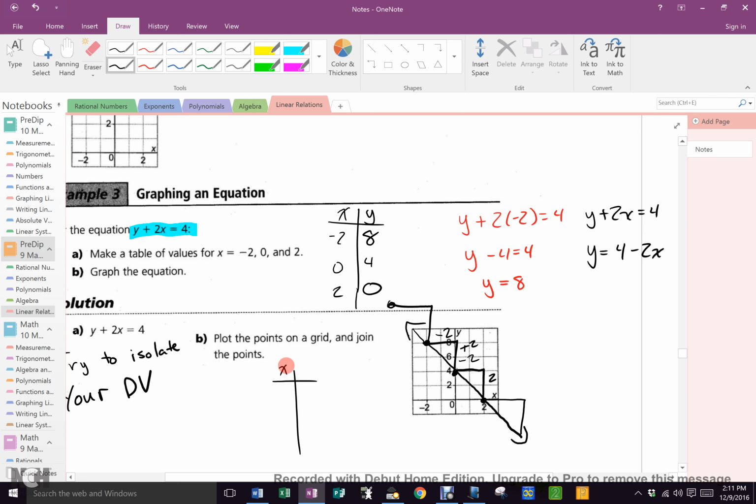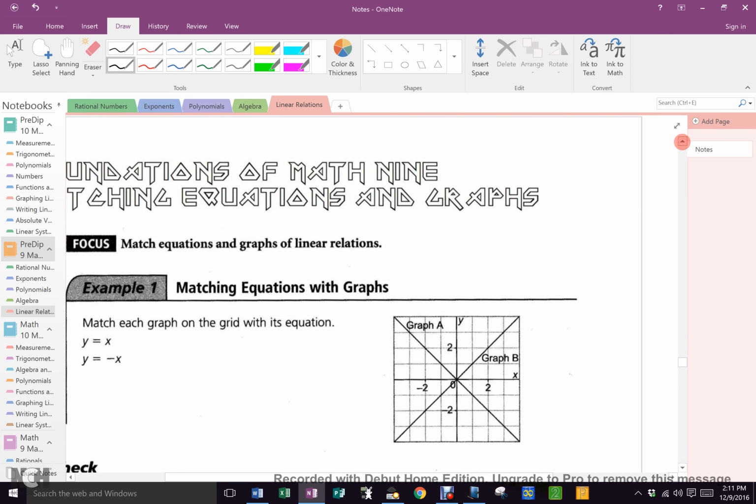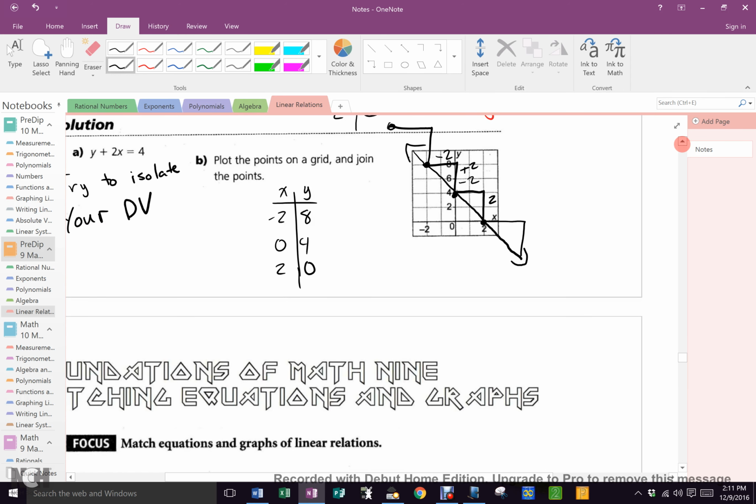So, you have 3 points. Your 3 points that you know are negative 2 and 8, 0 and 4, and 2 and 0. Tell me the next 2 points going to the right. Four and negative 4. And 6 and negative 8. Now tell me the next consecutive point.